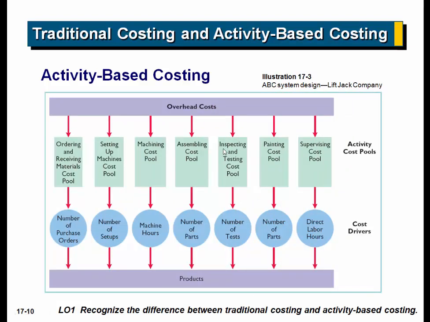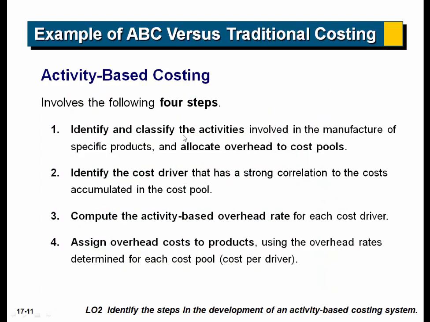This is for a company called LiftJack. You have overhead costs and these cost pools. Remember, the sum of all these would be the total overhead cost. Most of these would probably be departments. And then these are the drivers that they've determined this particular company is going to use to allocate costs to the individual products.